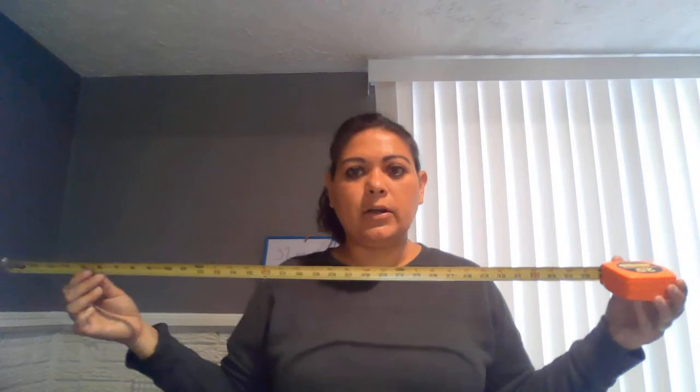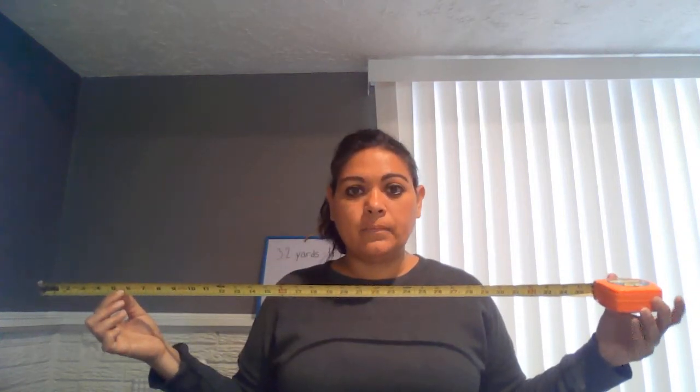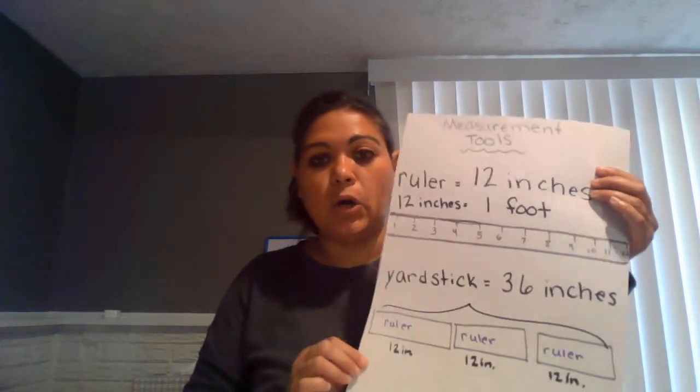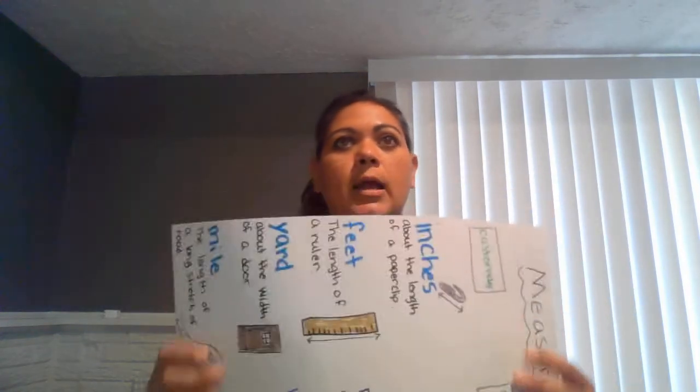Well, I know 1 yard is 3 feet, or 36 inches, so let me pull that out. 30, 31, 32, 33, 34, 35, 36. I see 36 right there. So here you have it. We have 1 yard, or the length of 3 rulers, or 36 inches. As you continue to work on your problems, you will be hearing me refer to yards. Yards help us measure larger objects like the width of a door, the length of my garden.